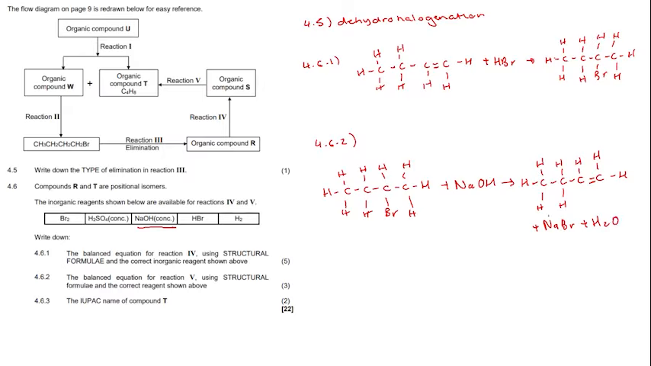Question 4.6.3. The IUPAC name of compound T. So compound T, as we can see, has 4 carbon atoms and 8 hydrogen atoms. Therefore, it is butene. And since we know from the question before, the structure we have just got, the double bond is between the first and second carbon atom. But alternatively, you could have had it between the second and third atom. So either way, you could say but-1-ene, or you could have but-2-ene. And that's all for this video.